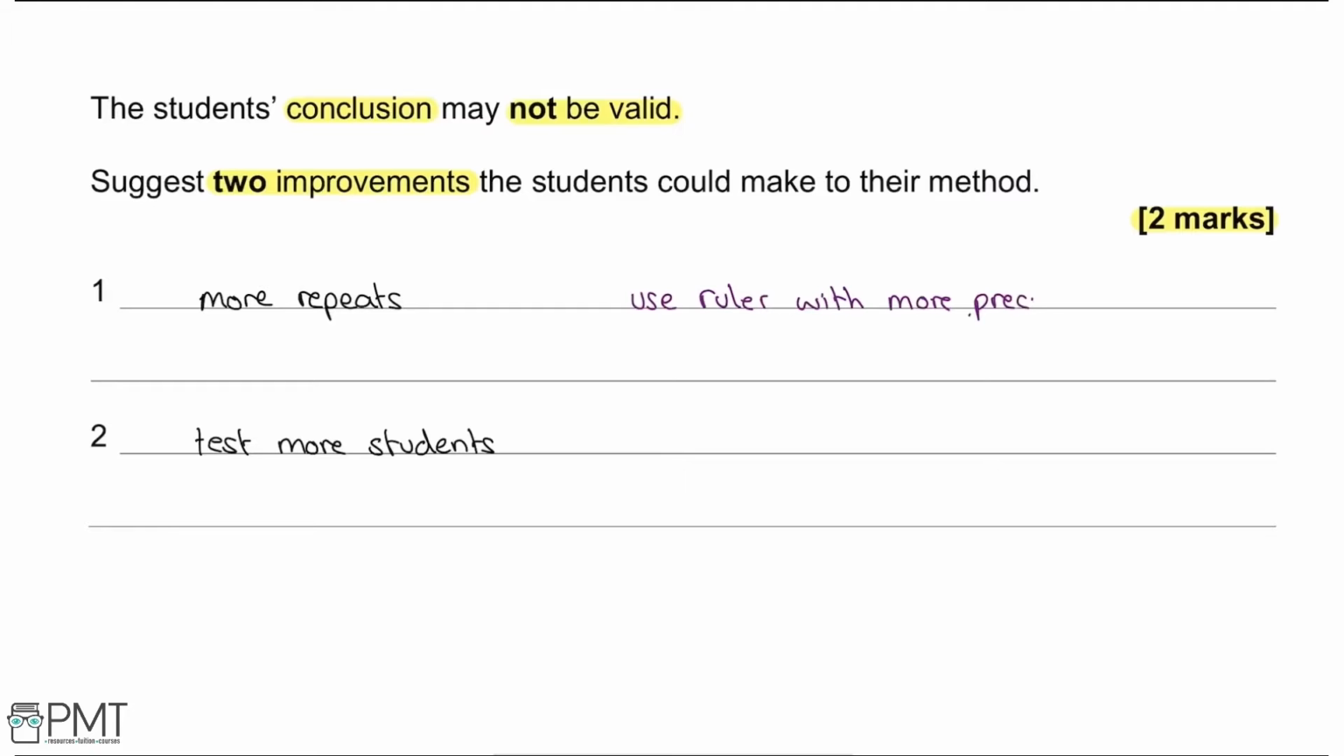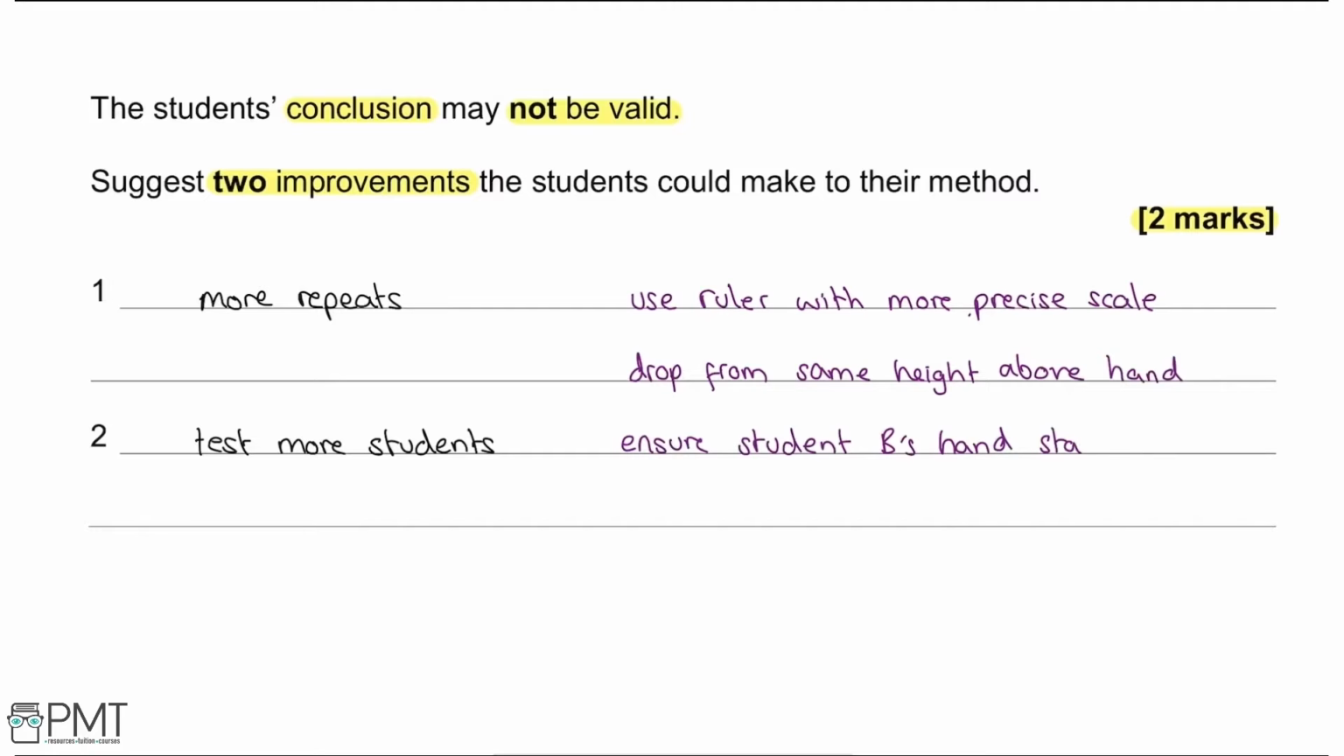They can use a ruler with a more precise scale, so it's got smaller divisions. They can also make sure that they are always dropping the ruler from the same distance above student B's hand, and also make sure that student B remains stationary, that they're not moving when student A might be about to drop the ruler.